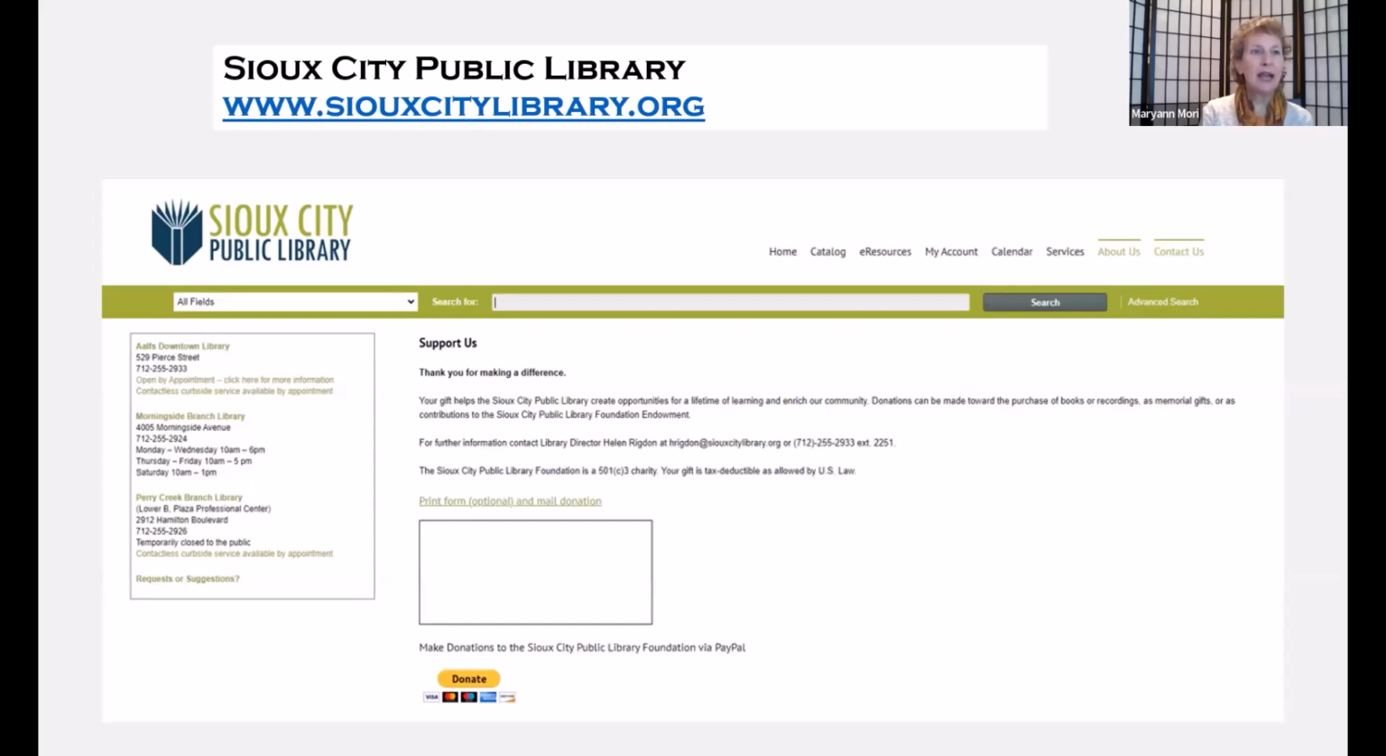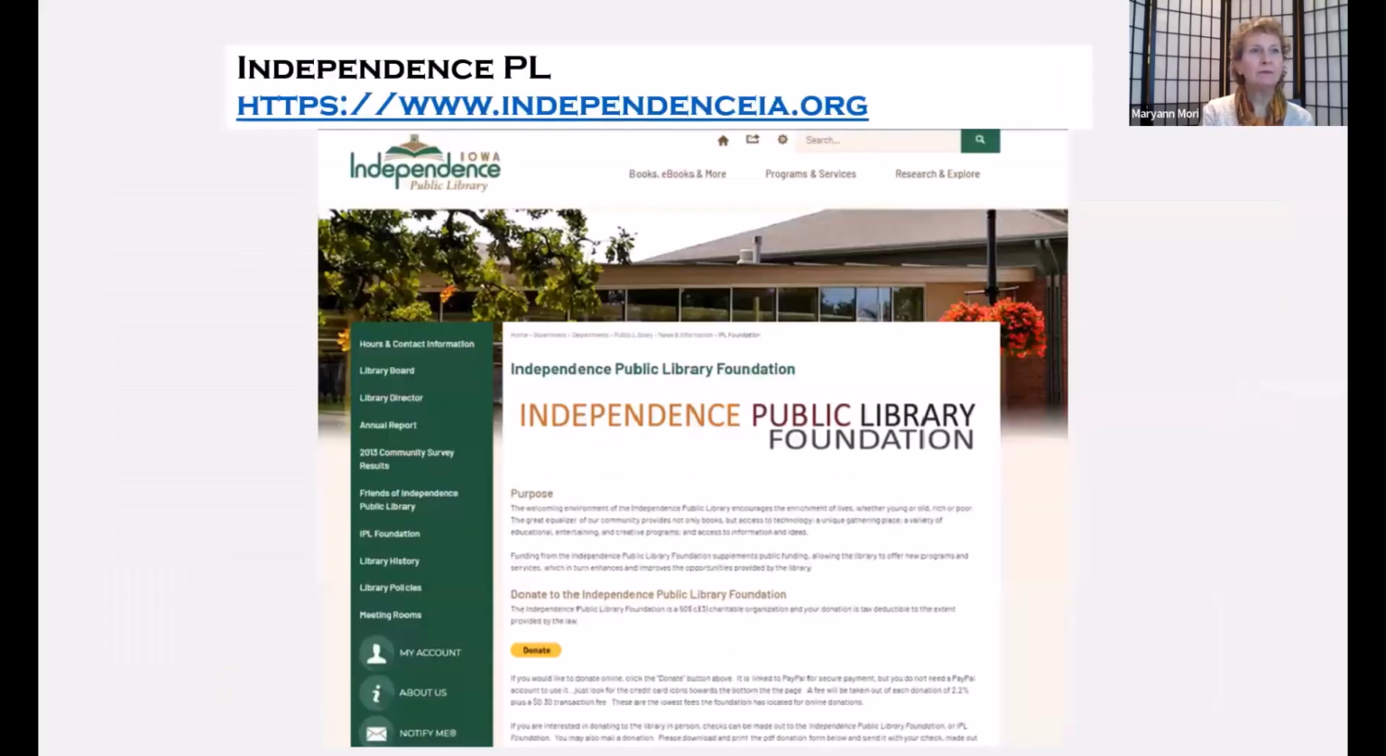Many libraries are now posting information directly on their website about how to support the library through financial means. The example on the slide is from Sioux City Public Library here in Iowa. Other libraries target their friends or foundation groups for online giving, such as this library in Independence, Iowa has done.